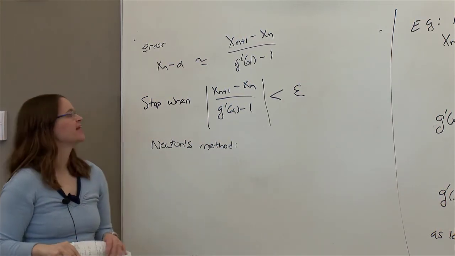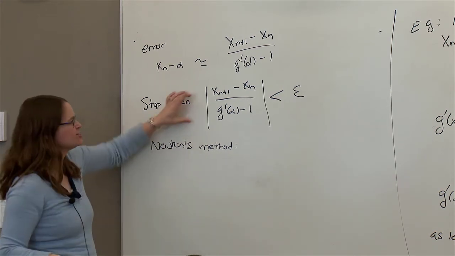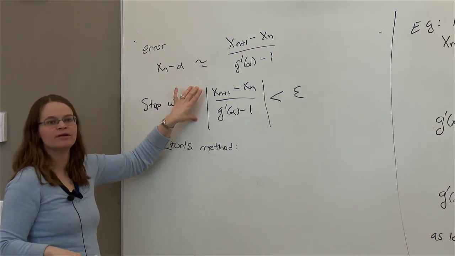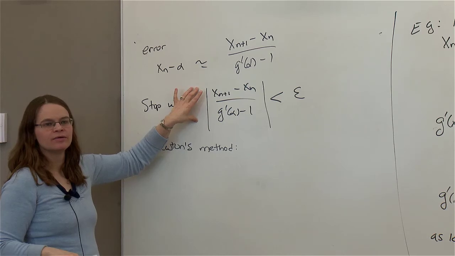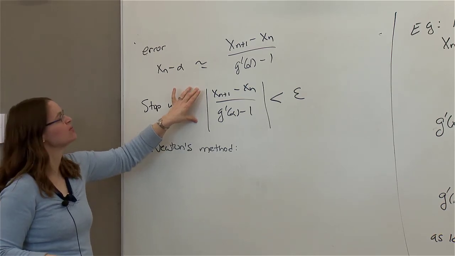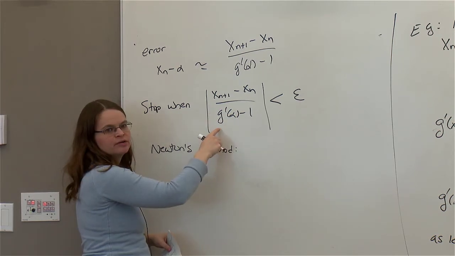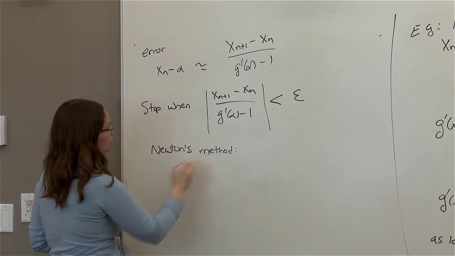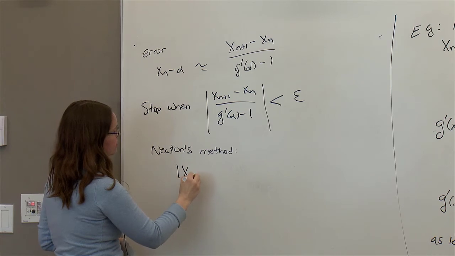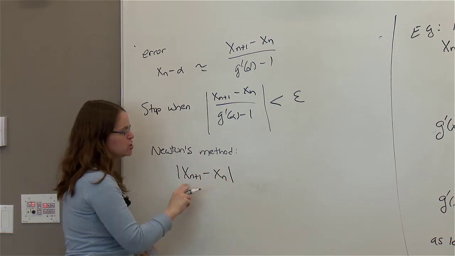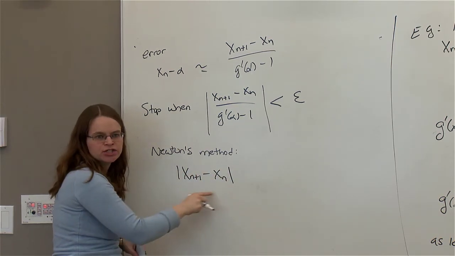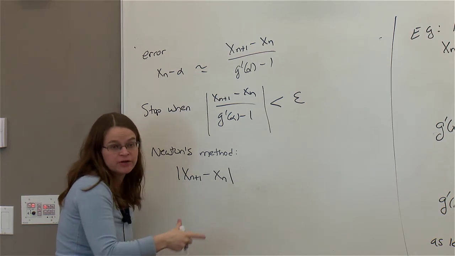Okay, so you're trying to complicate it. Let's not complicate it. Let's just look at this. What does this say? Just xn plus 1 minus xn, right? So for Newton's method, we said g prime is 0. So for Newton's method, we could just look at this and say, actually, the change in x from iteration to iteration, right? X changes a lot from iteration to iteration.